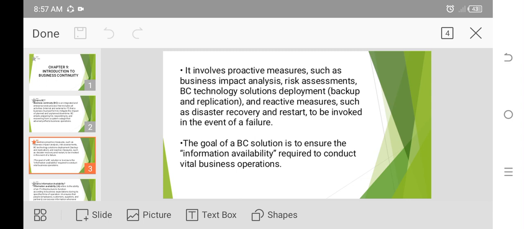The purpose of business continuity planning is to help organizations stay operational during times of crisis and recover as quickly as possible after an event occurs. By taking steps ahead of time to anticipate potential problems and develop response strategies, businesses can reduce the negative impact on their bottom line and maintain customer trust even when they are faced with adversity. So the goal of a BC solution is to ensure the information availability required to conduct vital business operations.